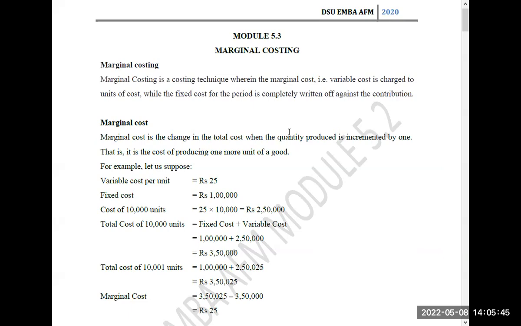So sorry. Okay, listen. We classify the cost into three categories: variable cost, fixed cost, and semi-variable cost. What is variable cost? Anybody? Any idea about variable cost?